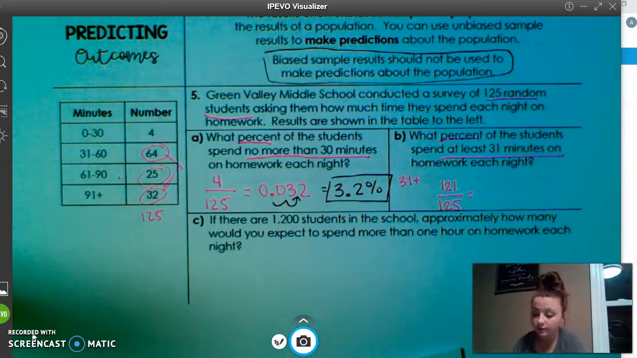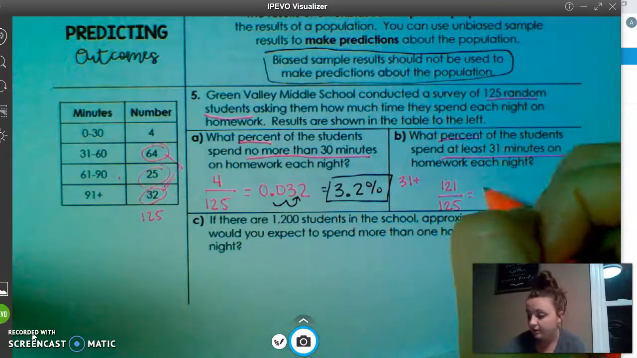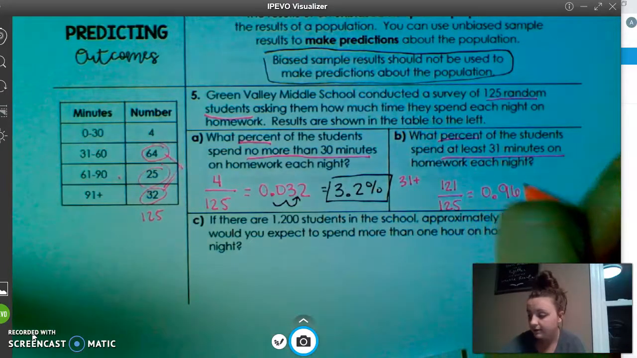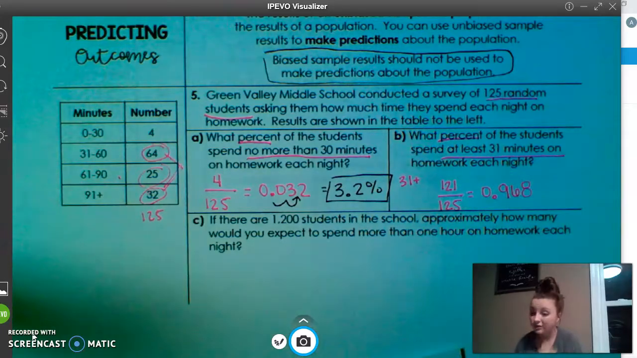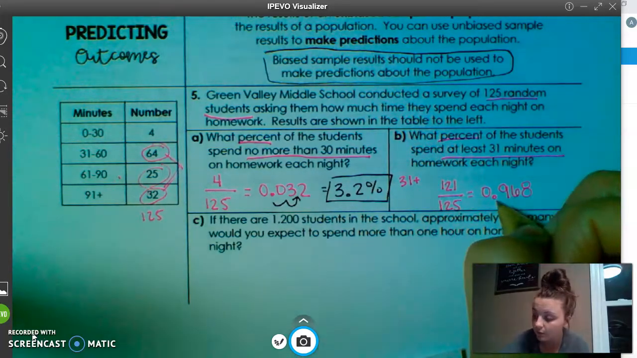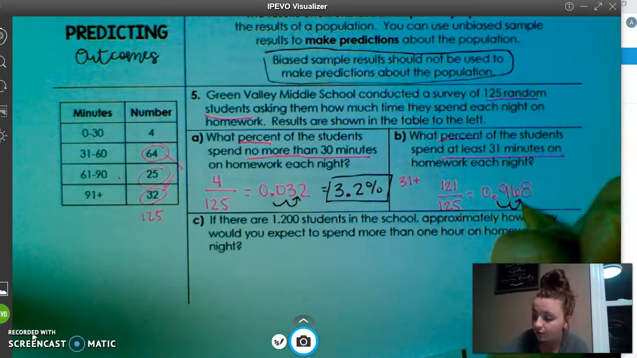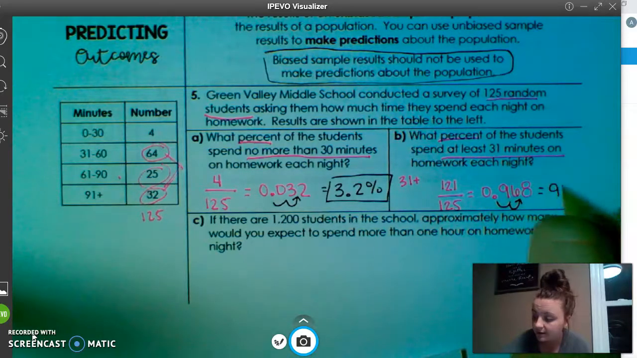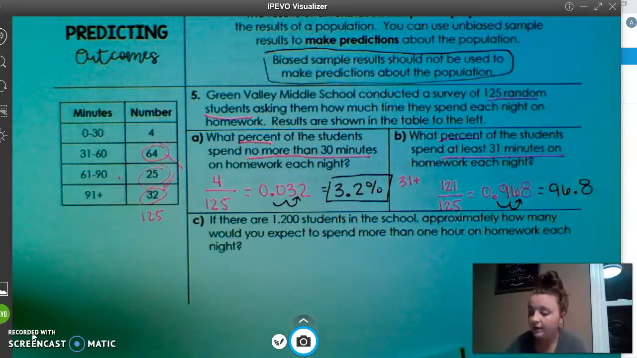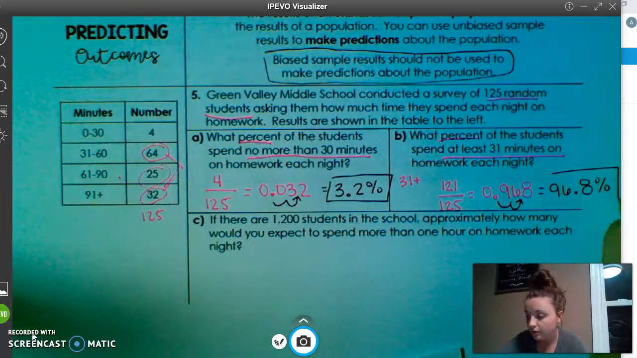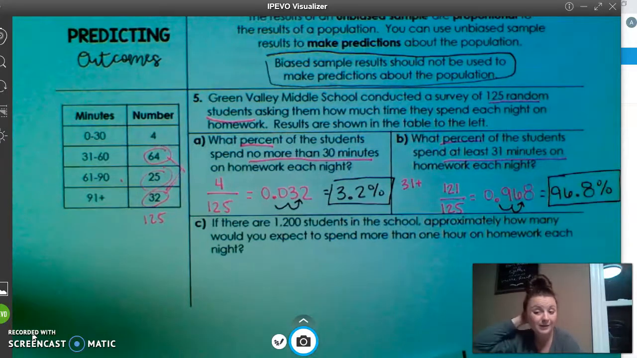So you would do 121 divided by 125, and we get 0.968. Well, I want a percent in my answer, is what the question asked for. So we've got to move over twice. 1, 2. So the percent is 96.8. Some of you, I'm sure, oh, that's a percent. I forgot. Oops. I'm not at school to have you guys correct me.